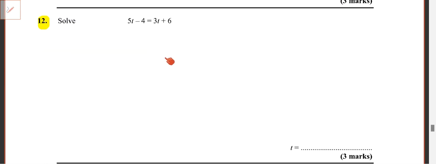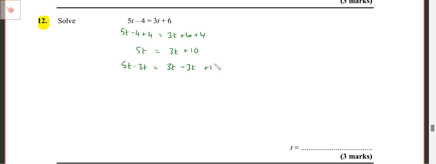And we went down to this one, and again, lots of good stuff here. Whatever order you wanted to do it, but I'm going to do 5t minus 4 add 4, 3t plus 6 plus 4. That gives me 5t is equal to 3t plus 10. I'm now going to subtract the 3t's. That is equal to 2t equals 10, which then I divide by 2, gives me 1t equals 5.